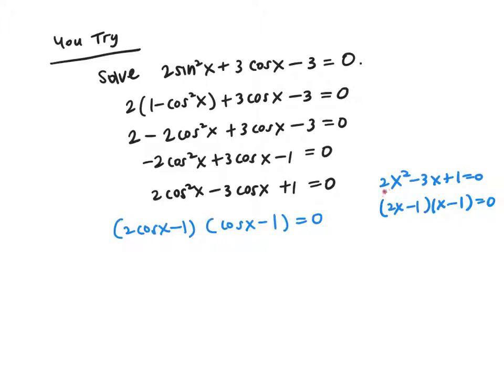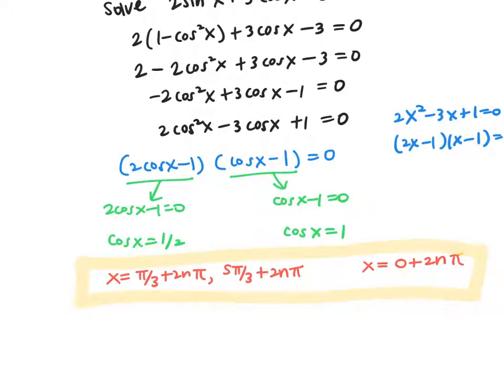Now I have it in that quadratic form, so you can go ahead and factor. If I were to factor, I get 2x minus 1 times x minus 1 equaling 0, and you can replace the cosine back in. Then set each factor equal to 0 and solve. So this is your final answer here.